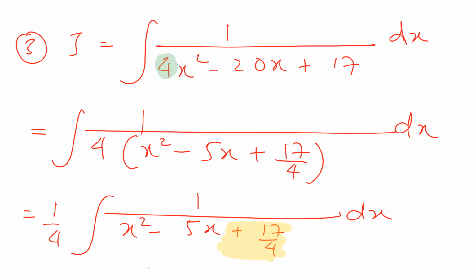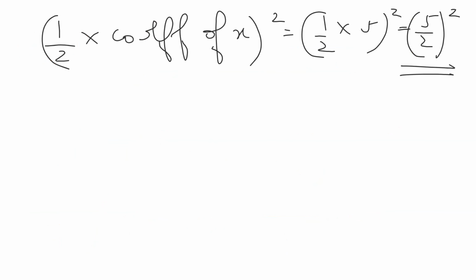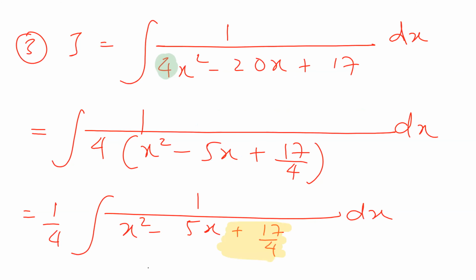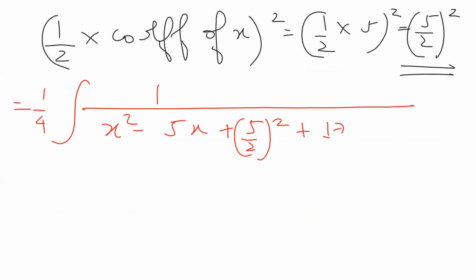So this is equal to 1 by 4 integration of x square minus 5x plus 5 by 2 the whole square, plus 17 by 4 minus 5 by 2 the whole square dx. Many people have a very bad habit of not writing dx. I don't know why. Those who are very over smart will do that.